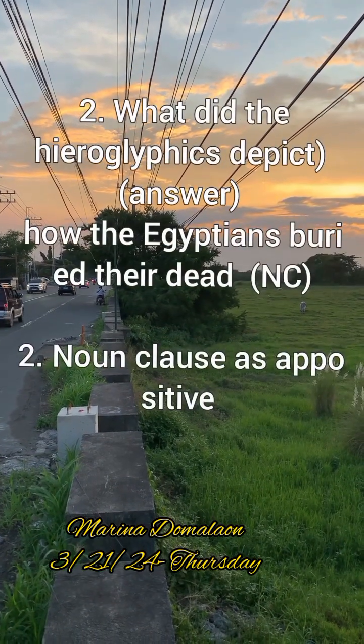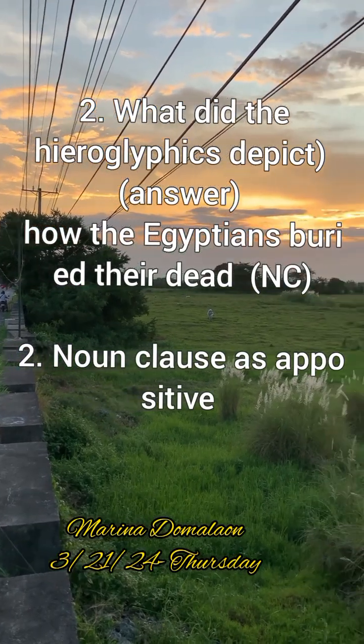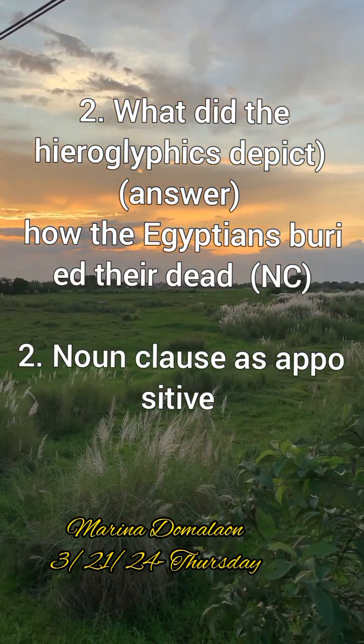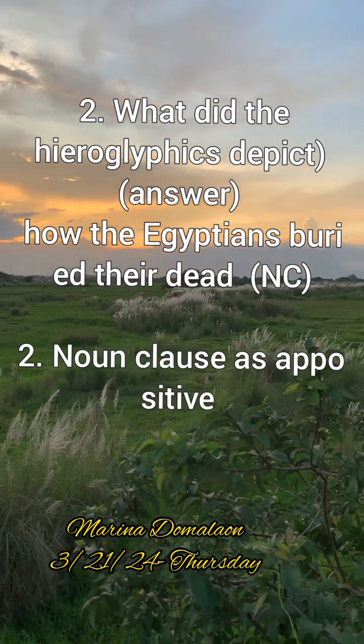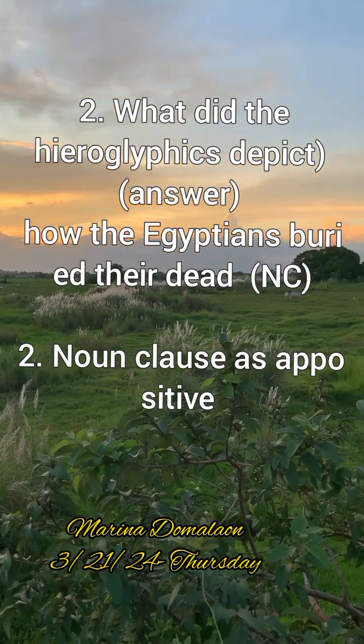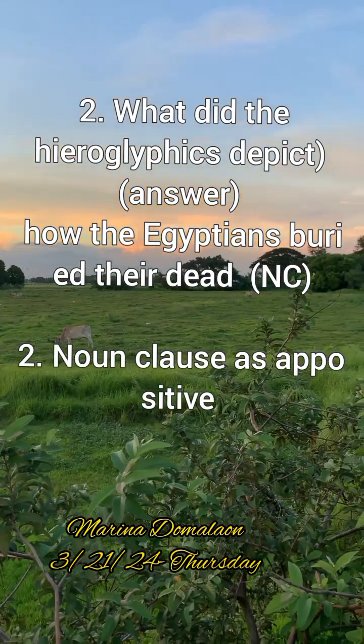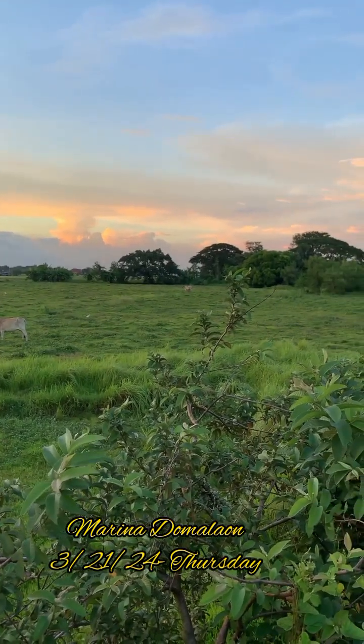What question? What did the hieroglyphics depict? The answer is how the Egyptians buried their dead. This is the noun clause. It is introduced by the word how. It answers the question what, and this is used as a direct object.